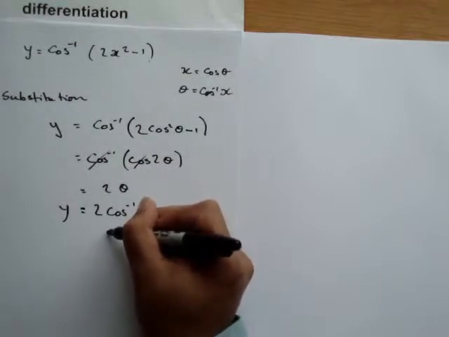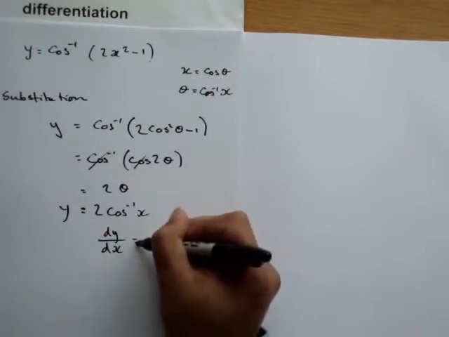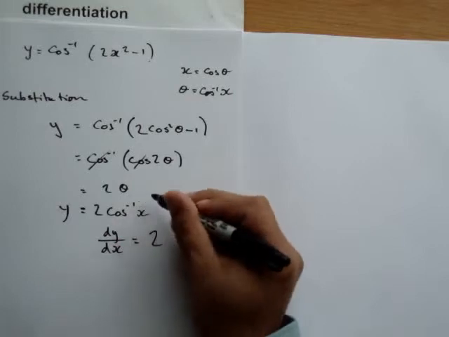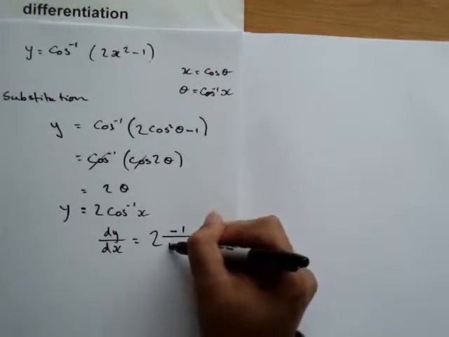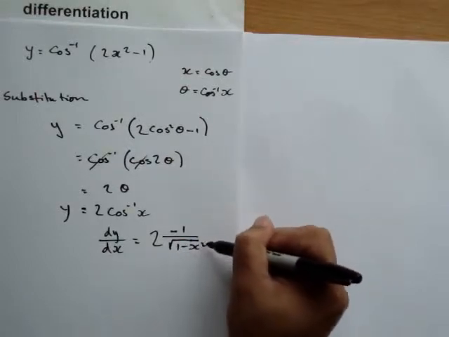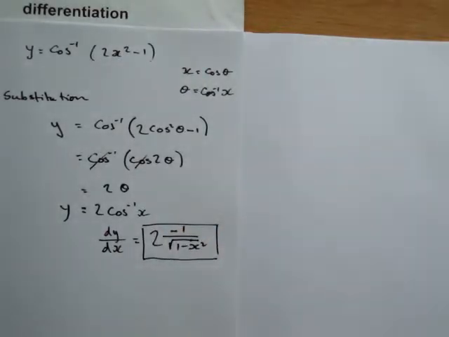So therefore dy by dx, 2 down, and differentiate inverse cos, minus 1 over square root of 1 minus x squared. And that is your answer.